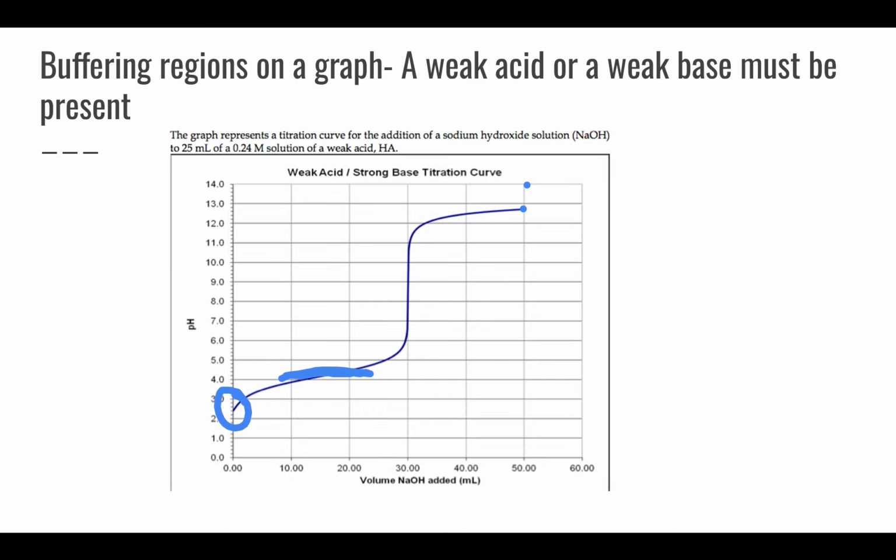So if I looked at this graph and I wanted to identify the buffer region, it's just that area where we can resist that change in pH until it can't anymore, and that's when you see that jump and that titration would be over.